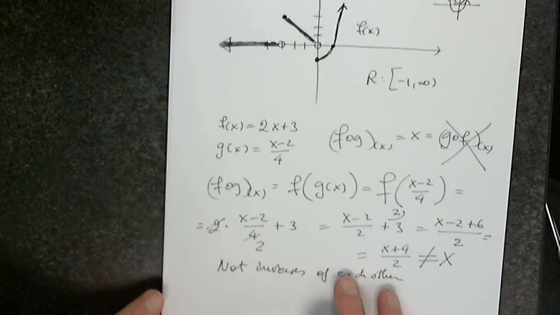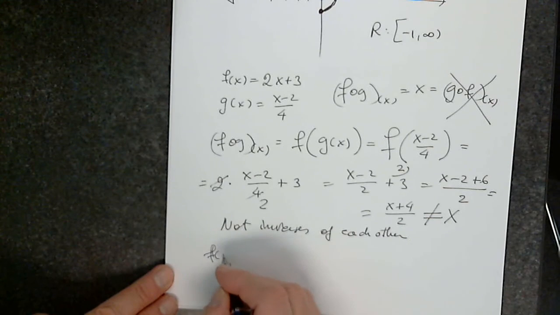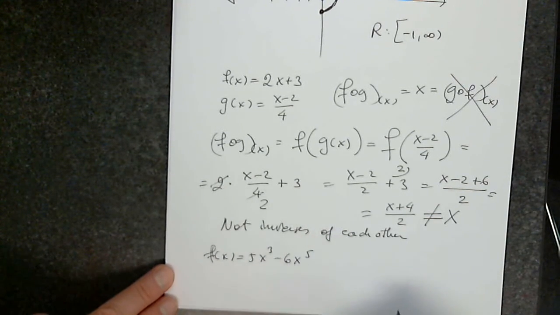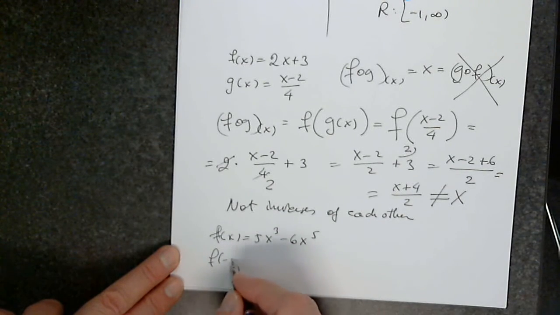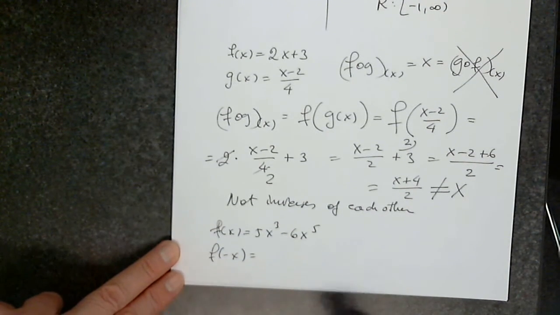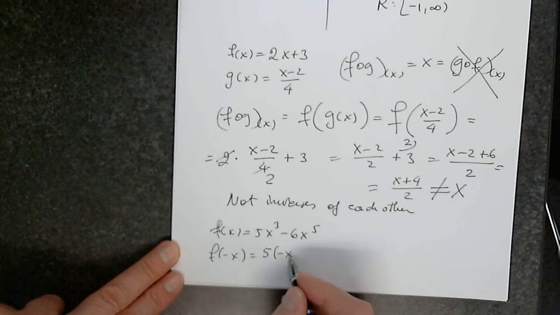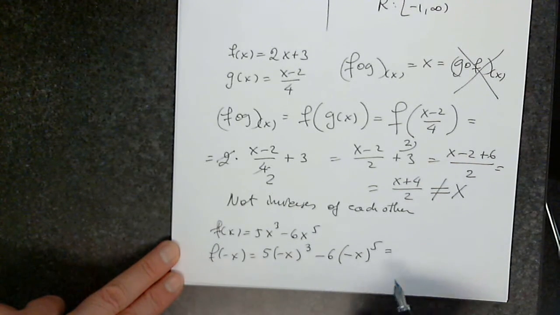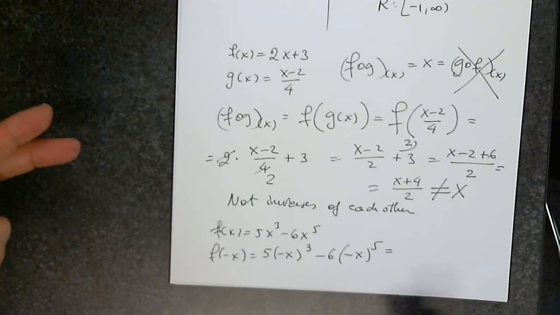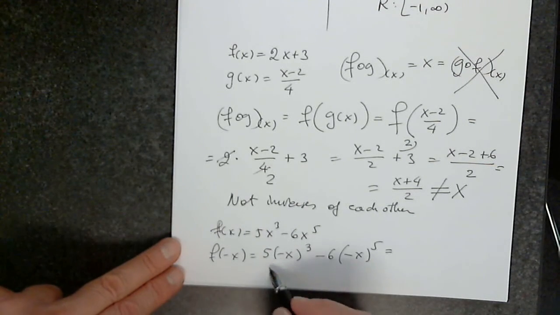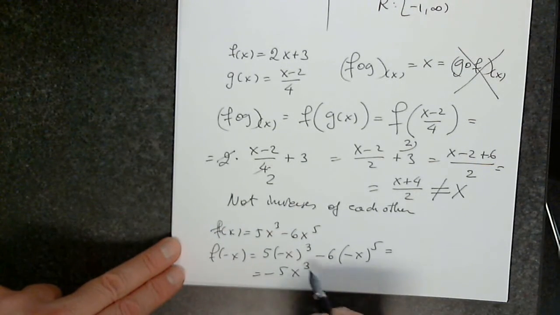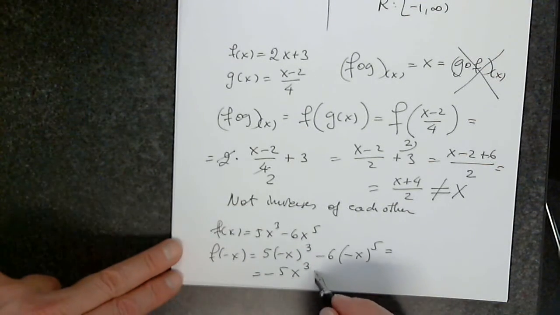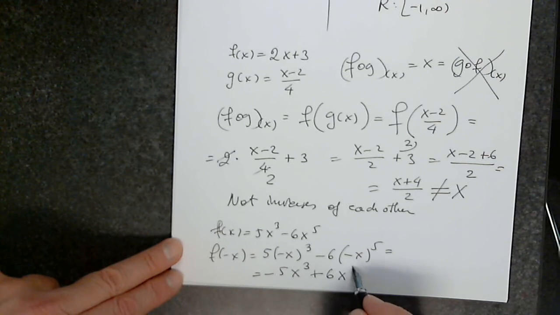So f of x equals 5x cubed minus 6x to the fifth. Remember, in both cases, I have to determine f of negative x. So that will be 5 times negative x to the third minus 6 times negative x to the fifth. Negative x to the third times 5 will be negative 5x to the third. Negative x to the fifth times negative 6 is positive 6x to the fifth.